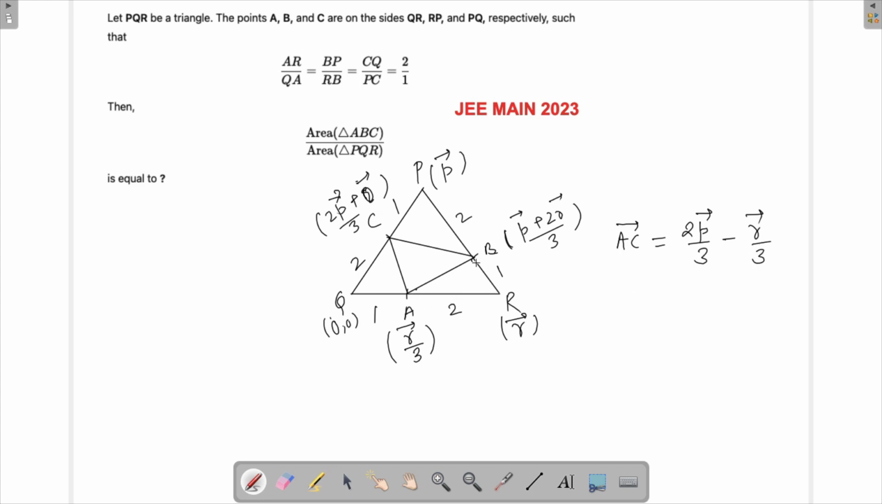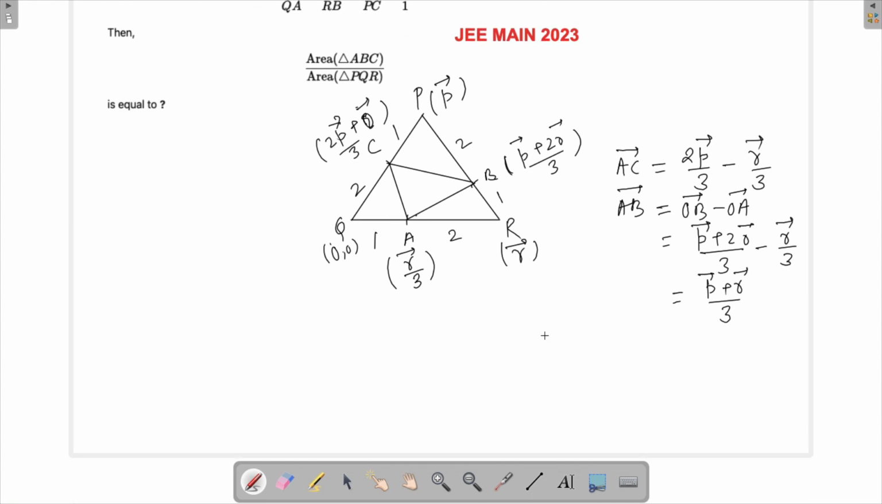Now what will be my AB vector? My AB vector is going to be OB minus OA. I'll just write it, but I hope you know how to do this quickly. OB minus OA. So OB is (P plus 2R) by 3, and OA's vector is R by 3. So when I subtract, what I get is P by 3 plus R by 3. So P plus R by 3 is what I get over here.